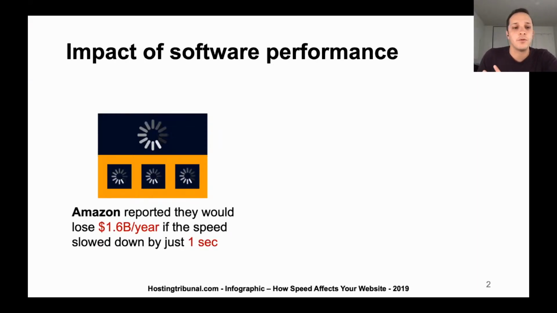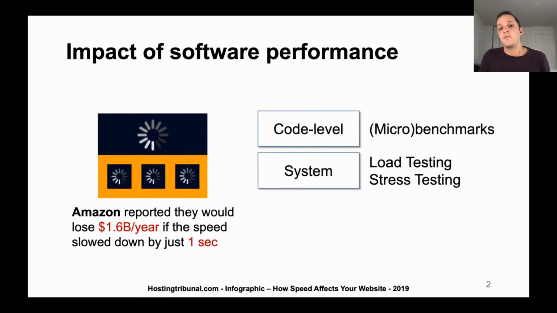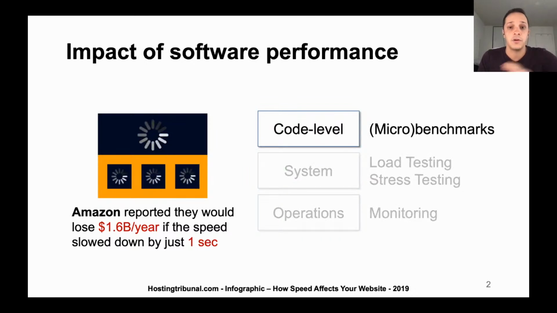So I don't think I need to spend a lot of time saying how important performance is, but just to give you a glimpse of how critical it is for business efficiency, there's a report on Amazon showing that they would lose more than $1 billion a year if the website slowed down by just 1 second. And because of the importance of performance, performance is dealt with at many different levels during software development and management.